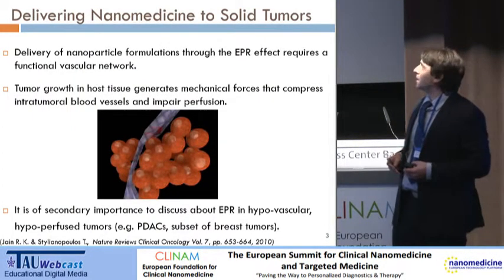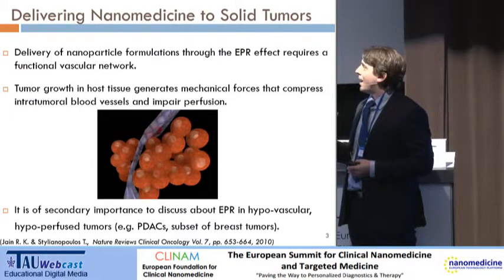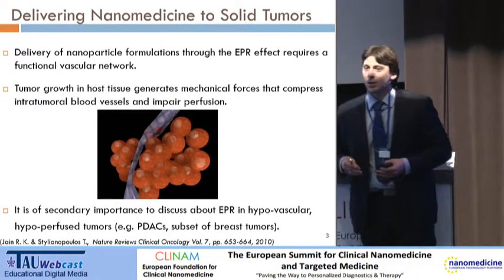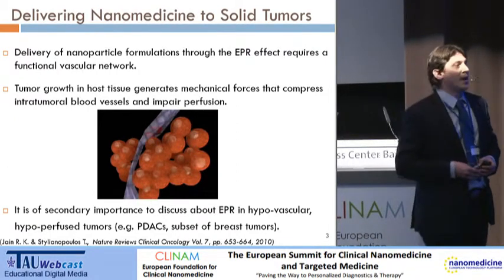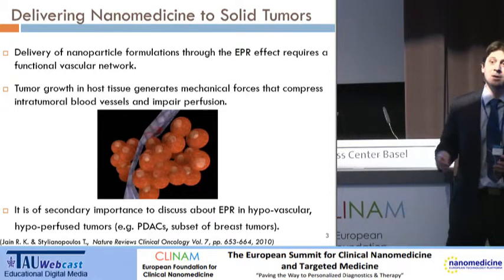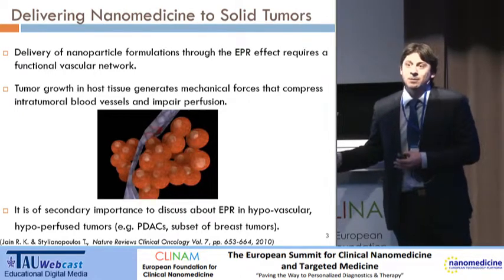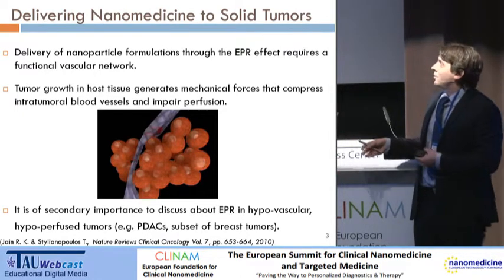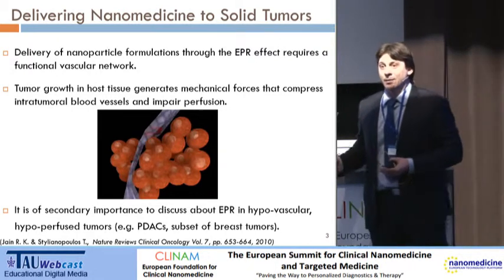So it's easy to understand that in these types of hypovascular and hypoperfused tumors, like the pancreatic ductal adenocarcinomas or a subset of breast tumors, it's of secondary importance to talk about the EPR effect, and also we cannot apply vascular normalization treatment because these tumors don't have a functional vascular network.